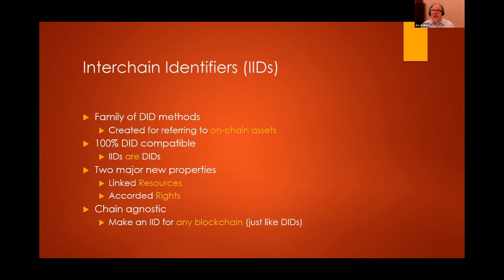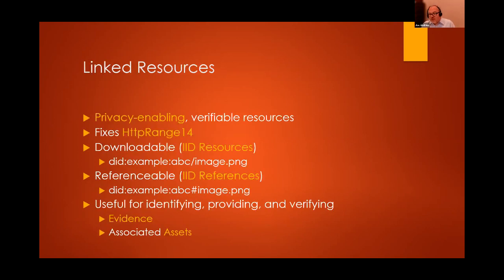IIDs are DIDs in the same way that the Sidetree family of DID methods allows multiple different DID methods on different verifiable data registries to use the same architecture. IIDs allow any DID method that supports the IID framework to be an IID method. We do have two major new properties that I'm going to introduce right here: linked resources and accorded rights. And IIDs, like DIDs, are fundamentally chain agnostic. In fact, they're agnostic to any sort of verifiable data registry. Of course, when you're talking about NFTs, we're mostly talking about blockchains or some other sort of distributed ledger. But since it's a family of methods, for just about any compatible verifiable data registry, you could come up with an IID method that works in the way that we're talking about here. So the first major property that we added to the DID gestalt is something called linked resources.